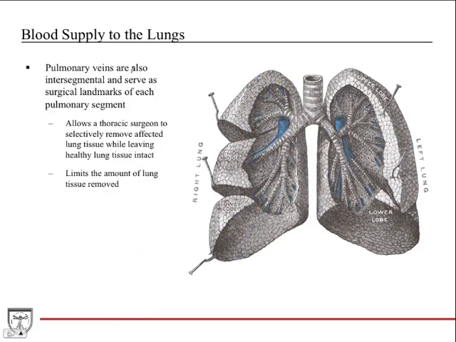So like I said, the pulmonary veins also run intersegmentally and serve as surgical landmarks for each pulmonary segment. Now, what do these segments do? The reason we say they're surgical divisions is it makes it very convenient for a thoracic surgeon to selectively remove affected lung tissue. Let's say you have a tumor in this upper portion of the upper lobe, so this upper segment. So let's say you have a tumor like this. The surgeon could come in and just take out this section of the lung.